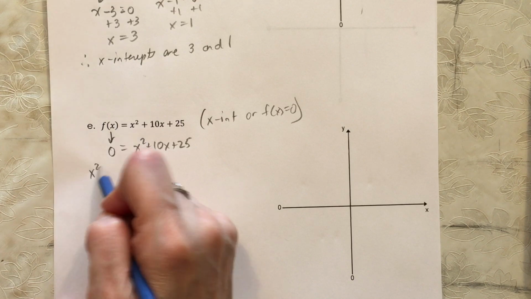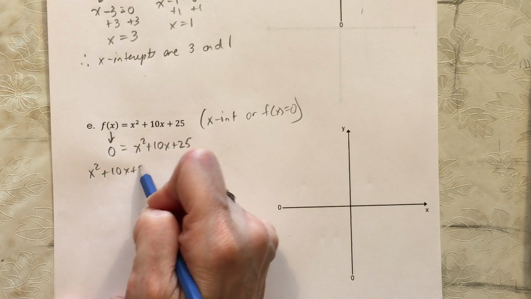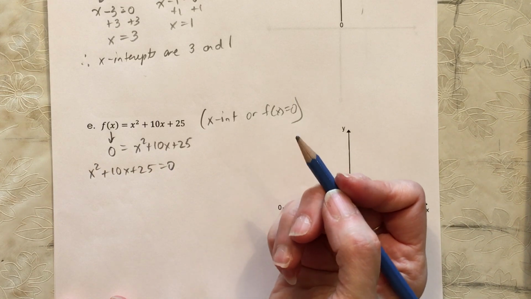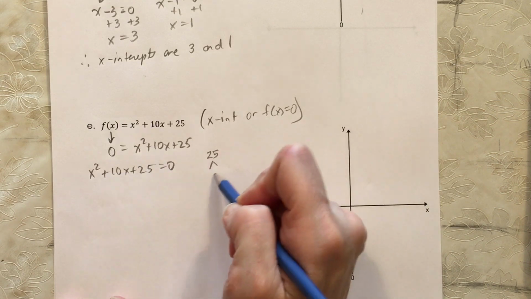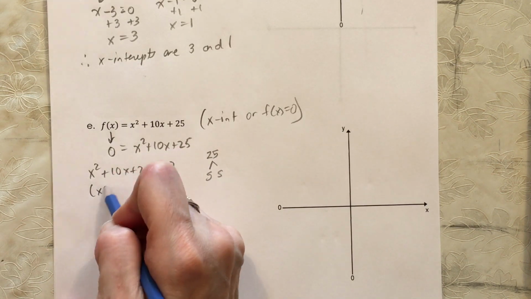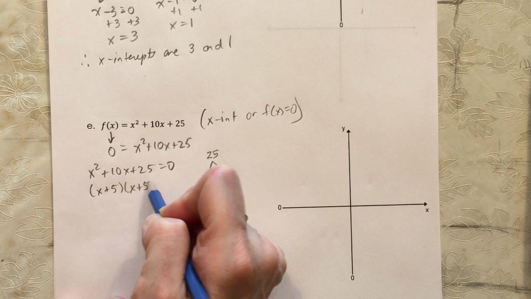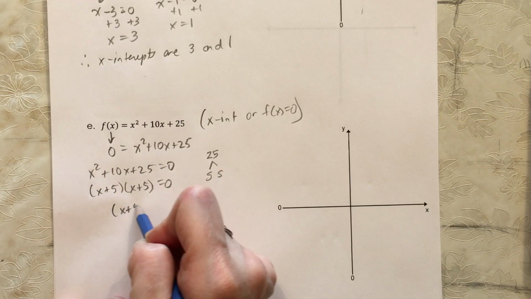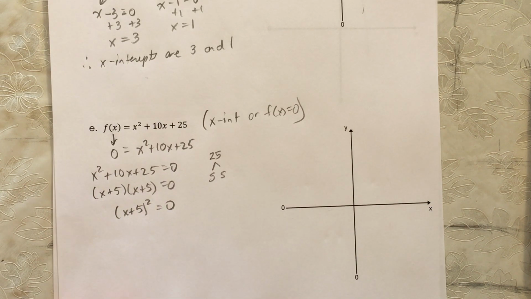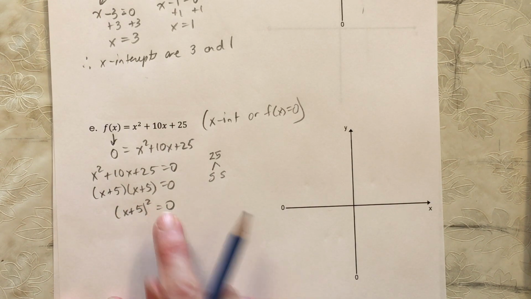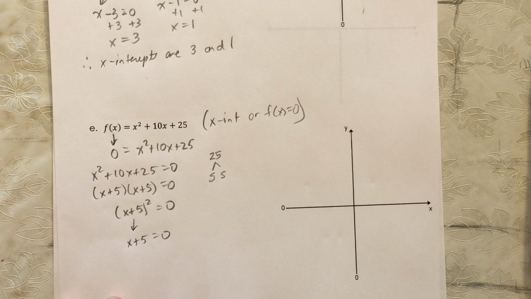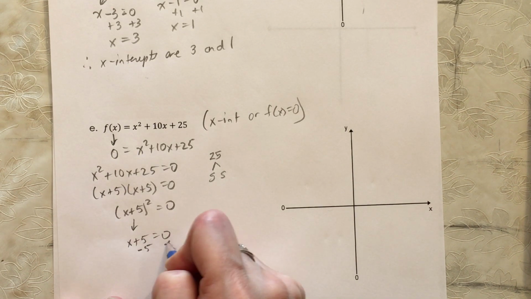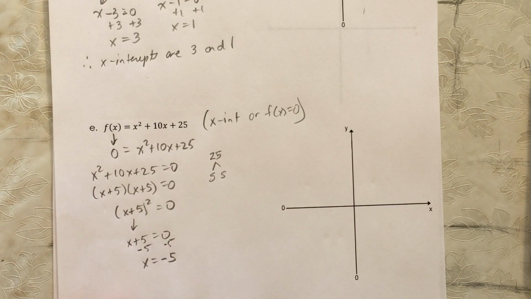Okay, we can switch it around. Factoring, so 2 numbers that multiply to +25 and add to 10, they both end up being 5. Or we can write it like this because it was a perfect square trinomial. So x plus 5 squared equals 0, and the only way for that to be true is if x plus 5 equals 0. And the only way that's true is if x is negative 5. So we only end up getting one x-intercept.